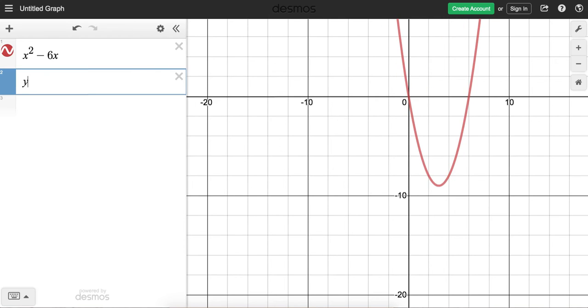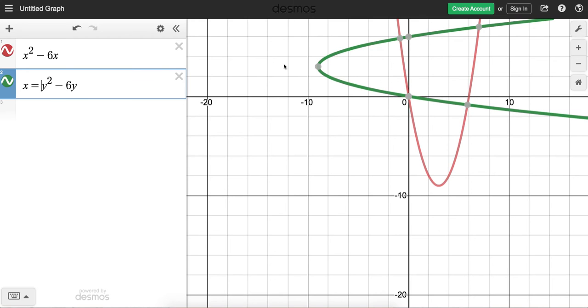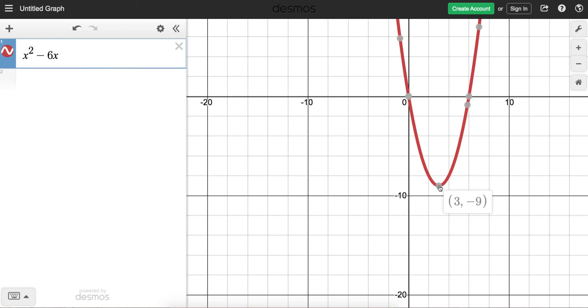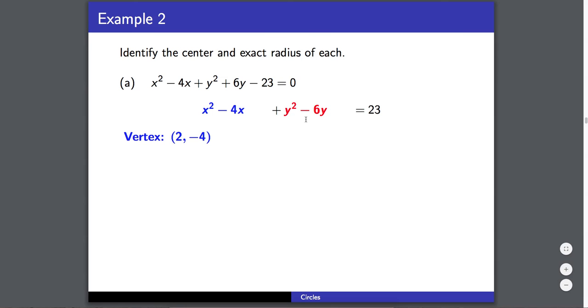And just to show you what the vertex is, if we do graph y squared minus 6y, I'm going to go x equals here. And notice we get negative 9, 3, and here we had 3, negative 9. So when you switch the x's and y's, your h's and k's switch as well. But again, I'm going to strongly urge you to graph them all with x's as the variable. So graphing this as x squared minus 6x, not y squared minus 6y, our vertex is 3, negative 9.